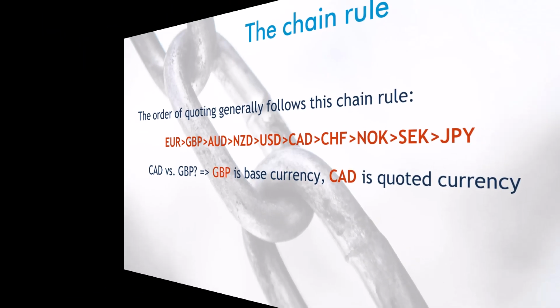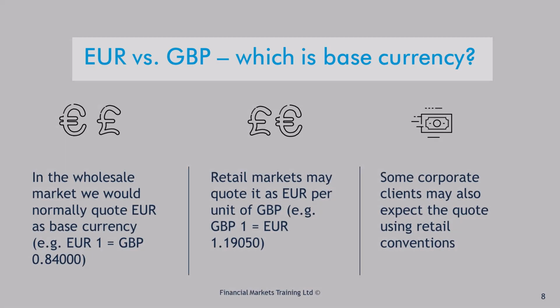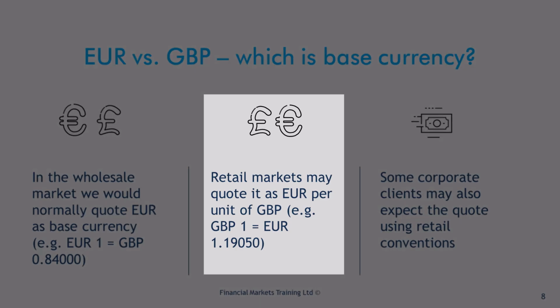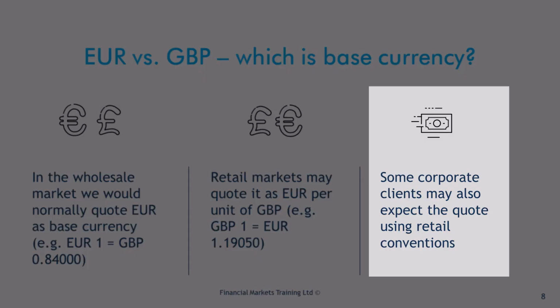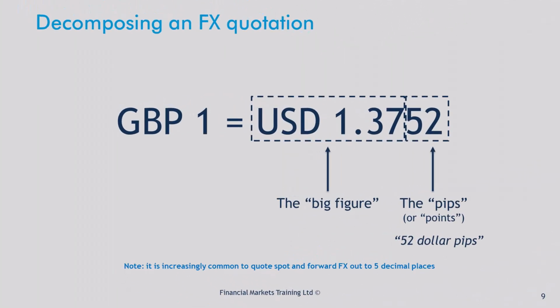Although the chain rule is a useful guide, it is worth mentioning how confusing quotes can become. In the wholesale market, we could normally quote euros as base and sterling as the quoted currency. However, if you are buying some currency from a British bureau de change, then it is likely that the quote will be expressed the other way round, that is, euros per unit of sterling. It may also be true for the UK market that smaller and medium-sized corporates would also quote this currency pair using so-called retail conventions.